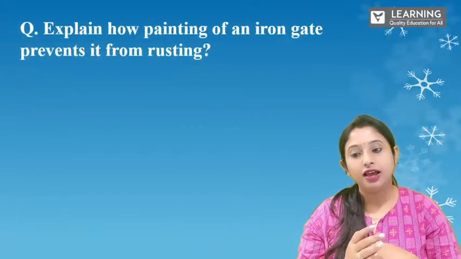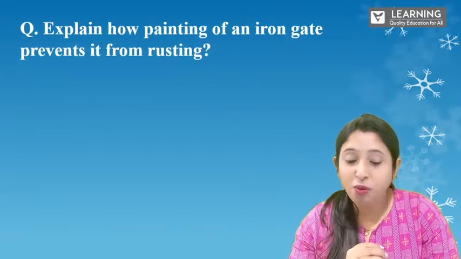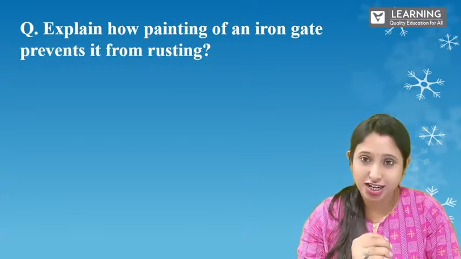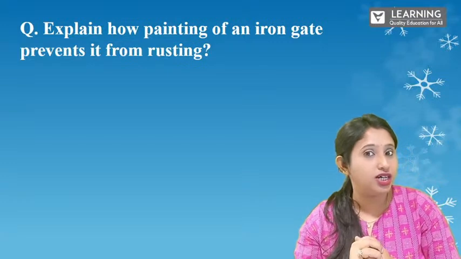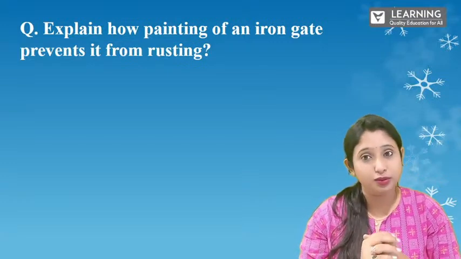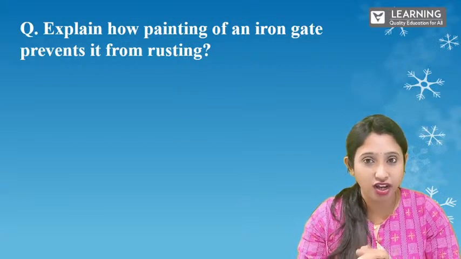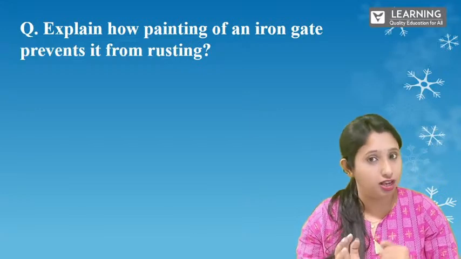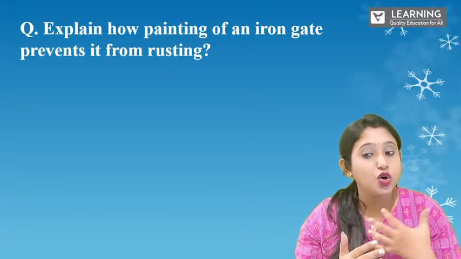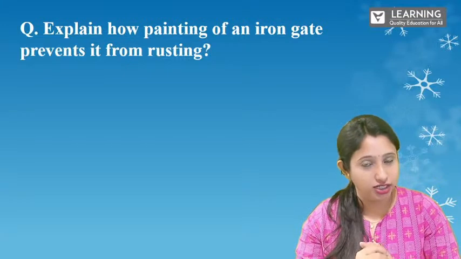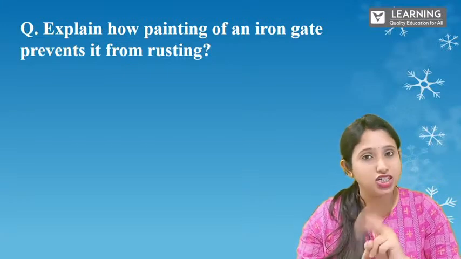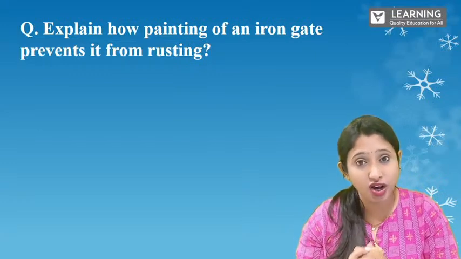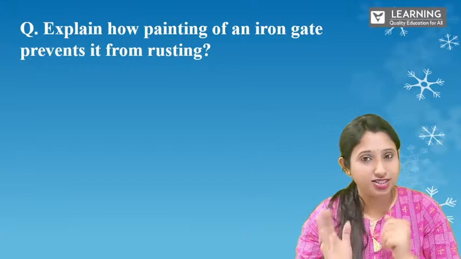All right. Okay. So explain how painting of an iron gate prevents it from rusting. In the last class, we have seen how we can prevent rusting. I have given the example of painting, oiling. All these things help in the prevention of rusting, right? Even galvanization we have also seen. So, how does painting of an iron gate prevent rusting? What are the two essential things necessary for rusting? Yes, very good. One is water, another is oxygen.